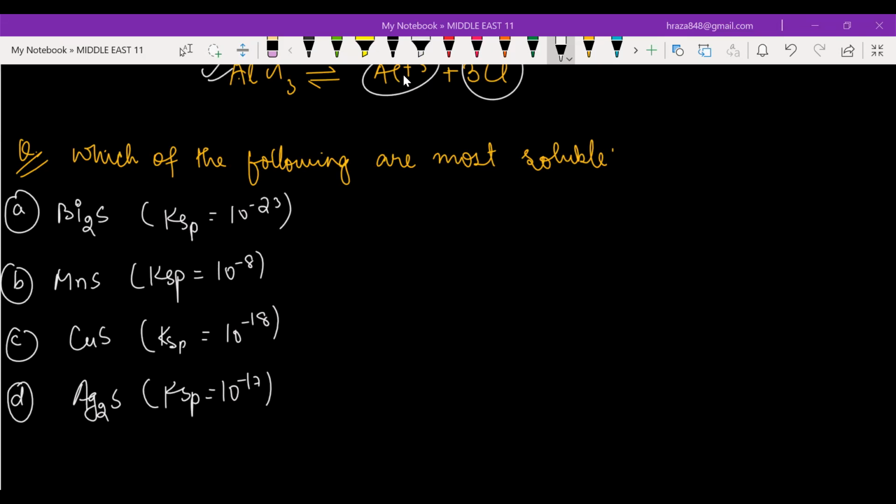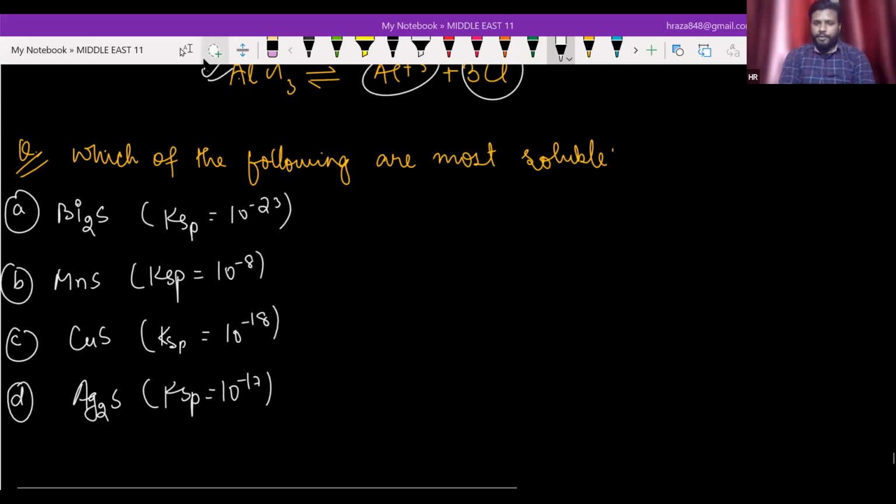Ag2S. Sir, what is your answer? For the first one, I'm getting 10 raised to power minus 23 by 3. Basically, you need to calculate the value of s, right? So you are calculating the value of s, right?